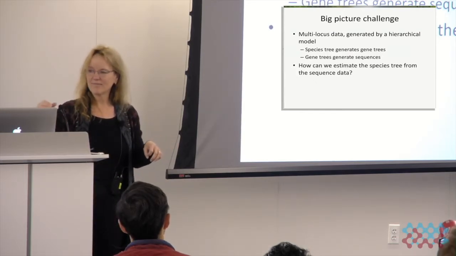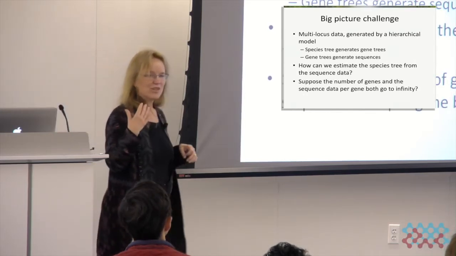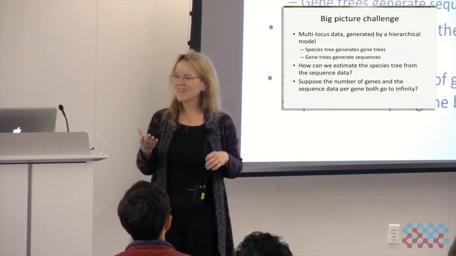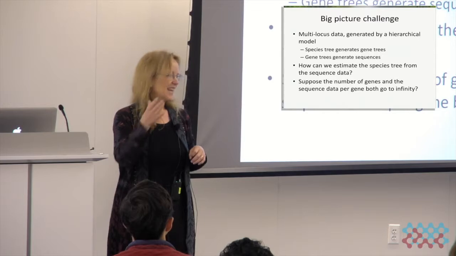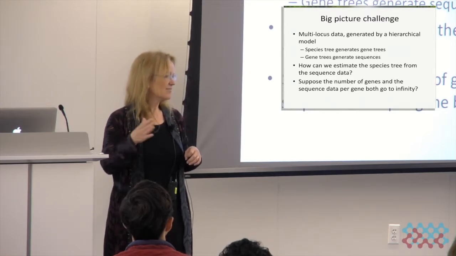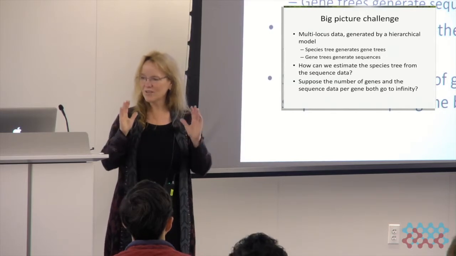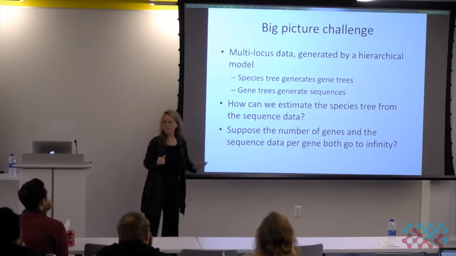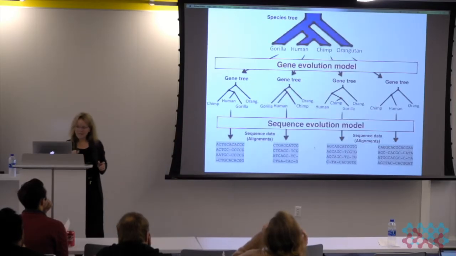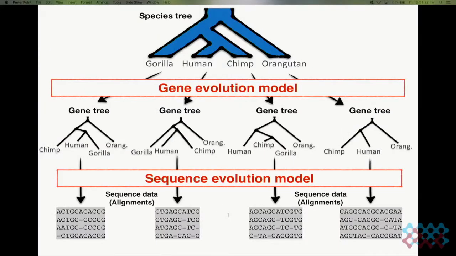OK, so let's make the simplifying and, of course, unrealistic assumption that both things are going to infinity, the sequence length per gene and the number of genes. Now, you can say that's unrealistic. I 100% agree. But under that unreasonable assumption, what can we do? Both things are going to infinity. We're going to try to infer the species tree from what we see at the leaves. The leaves are just sequences for the different genes.